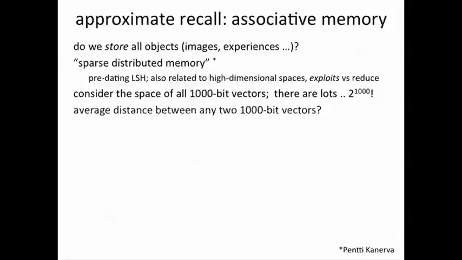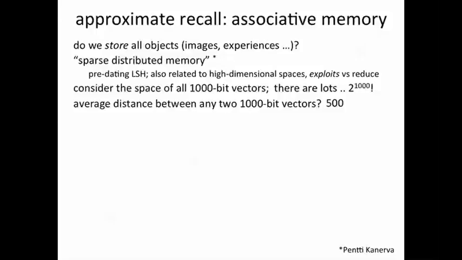Now, think about any two random 1,000-bit vectors. What would be the average distance between these in terms of the number of bits in which they might differ? What do you think? Well, it's quite obviously 500, because on the average you would toss a coin to decide whether the two vectors differed from each other, and half the time they would and half the time they wouldn't. So in half the bits they would differ, in half they would be the same.